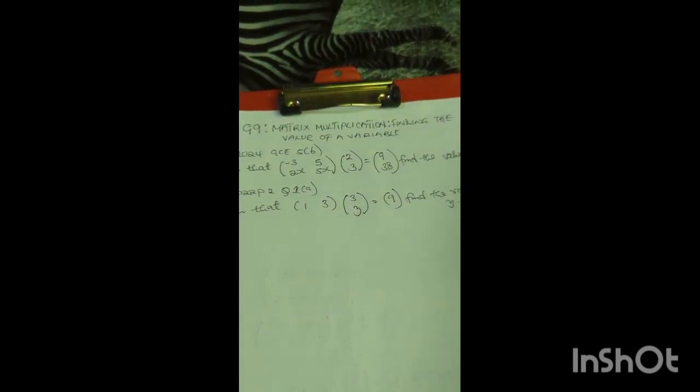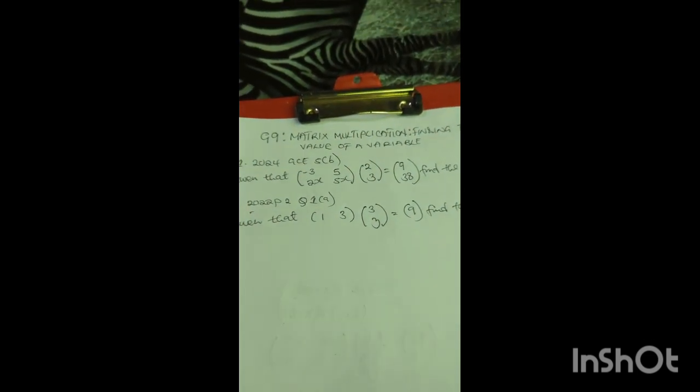Specifically, we're going to look at finding the value of a variable. Remember, a variable is simply a letter from the alphabet. So I divided matrix multiplication into two parts. The first one, we looked at how to multiply a 2 by 2 matrix, and then this particular one we're going to look at what is on this paper.